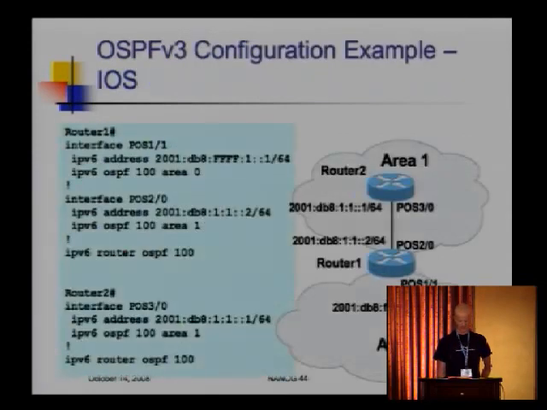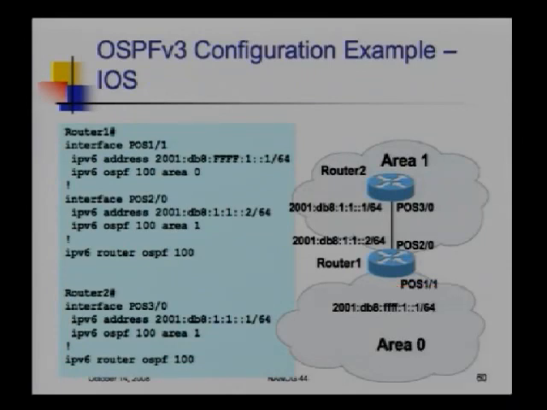So looking at a real configuration example, we've got two routers here, two different areas. Looking at router 1, which is parked there between area 0 and area 1. So interface pos 1/1 is sitting in area 0. So all we have is IPv6 router OSPF 100. 100 is the process ID. Interface pos 1/1 is sitting in, where is it sitting? Area 0. So we just do IPv6 OSPF 100 area 0. And pos 2/0, which is sitting in area 1, is IPv6 OSPF 100 area 1.